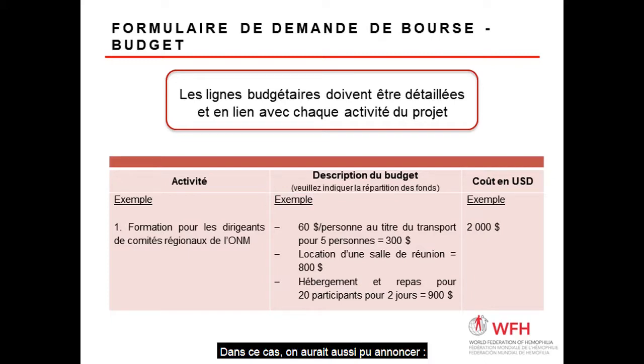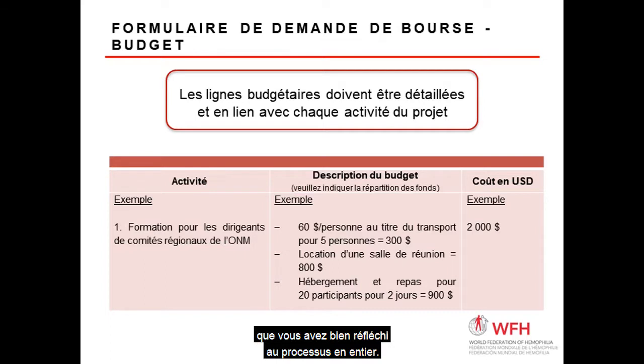Now, we could have said in this case, I want to train NMO chapter leaders, and the cost is going to be $2,000. But that doesn't tell me that you've thought through the whole process. The budget description and the line item that you allocate money to, each and every line item, is so important so that we can see, oh, wow, you've really thought through this. You know where your costs are going to be. And this tells me that you've thought through it and you'll be able to achieve it.